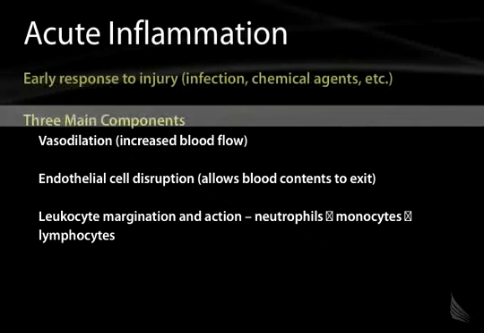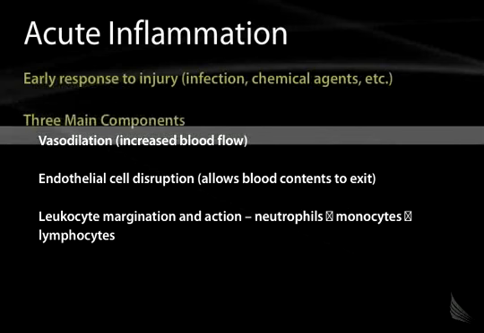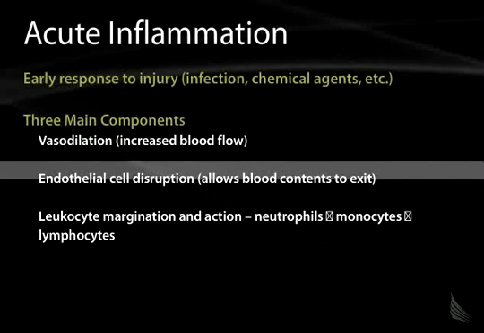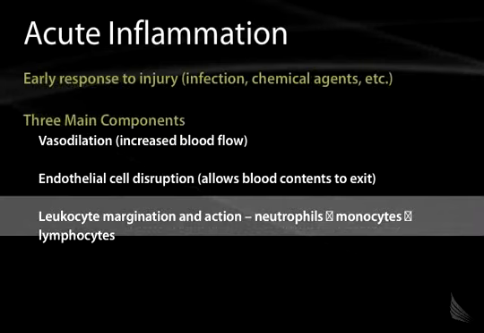So in acute inflammation, what we see is vasodilation and increased blood flow. This causes redness and swelling. You get disruption of endothelial cells, which allows the contents of the blood vessels to exit the intravascular compartment and leak into the extravascular compartment. And then you get margination of leukocytes, particularly neutrophils, that then move to the site of injury and start to do their job. Now, this neutrophil migration is followed in time by a monocytic and a lymphocytic infiltration as well.